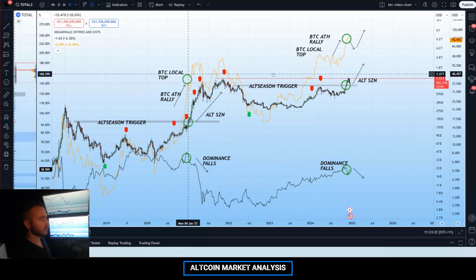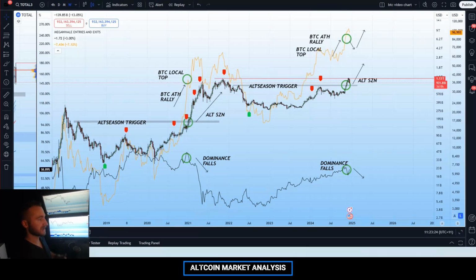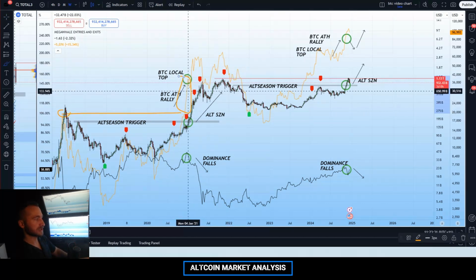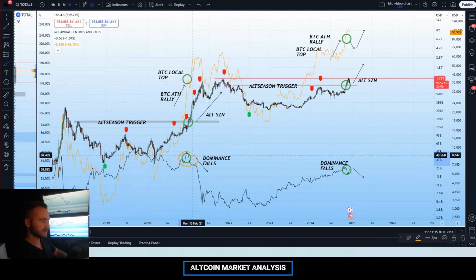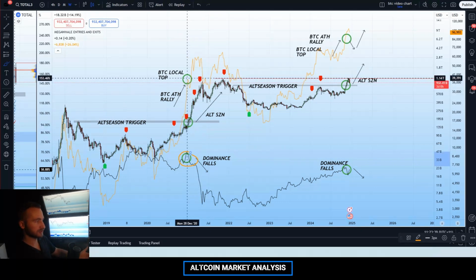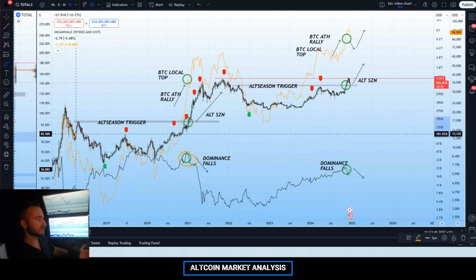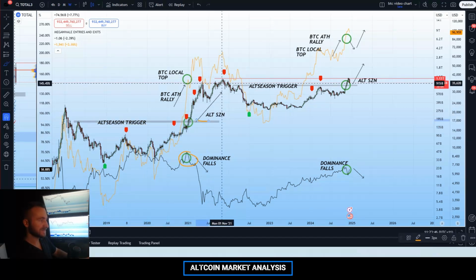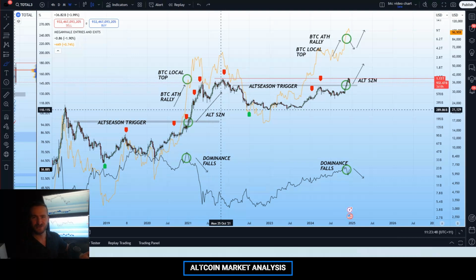Number 1, we see Bitcoin create a local top. Okay, and that generally happens after we break out of the prior all-time high for Bitcoin, the first parabolic leg upwards. We create a local top. At the time of which we create a local top, we see Bitcoin dominance tank. And when Bitcoin dominance starts to drop, at the same time that local top is created, the altcoin market breaks through that dead cat bounce high. And we can see we then enter an altcoin season. The altcoin season historically lasts around 18 weeks.